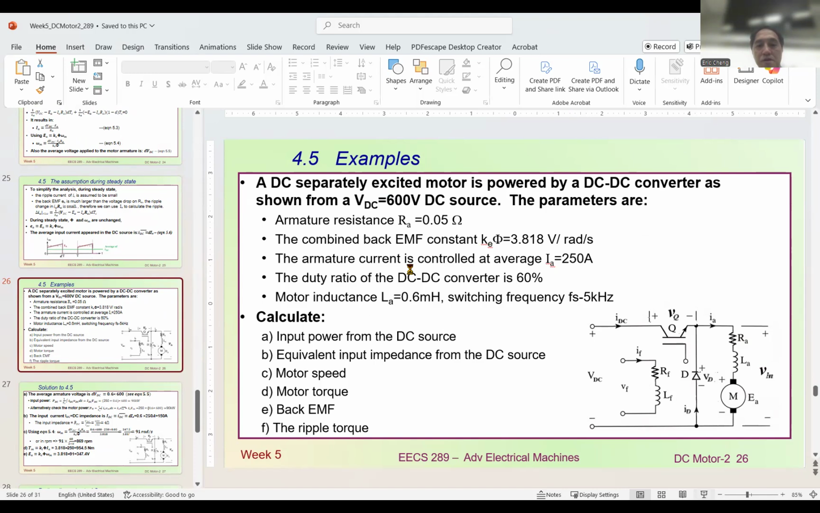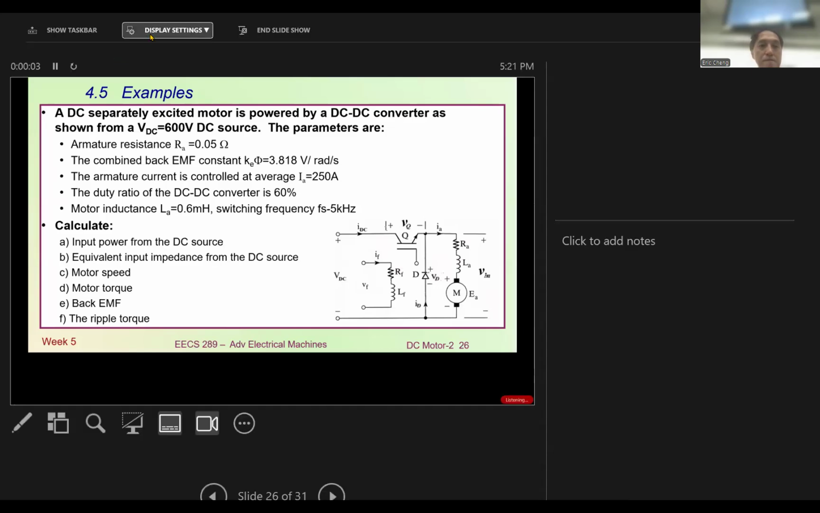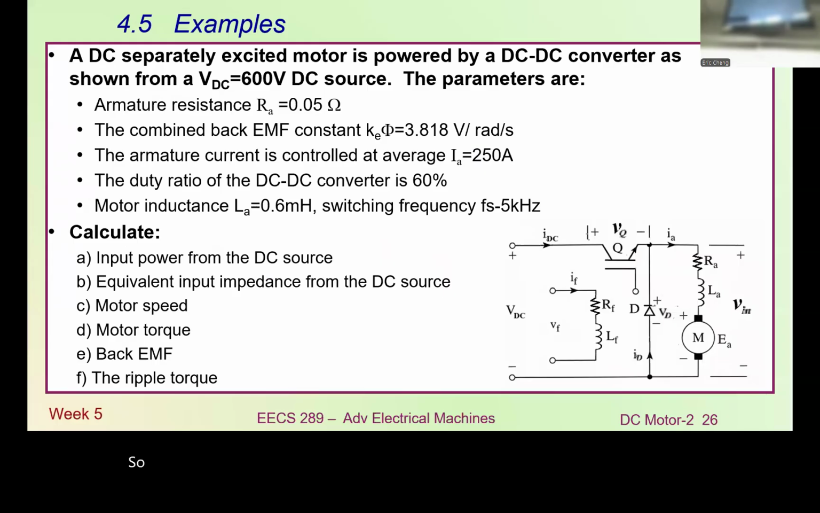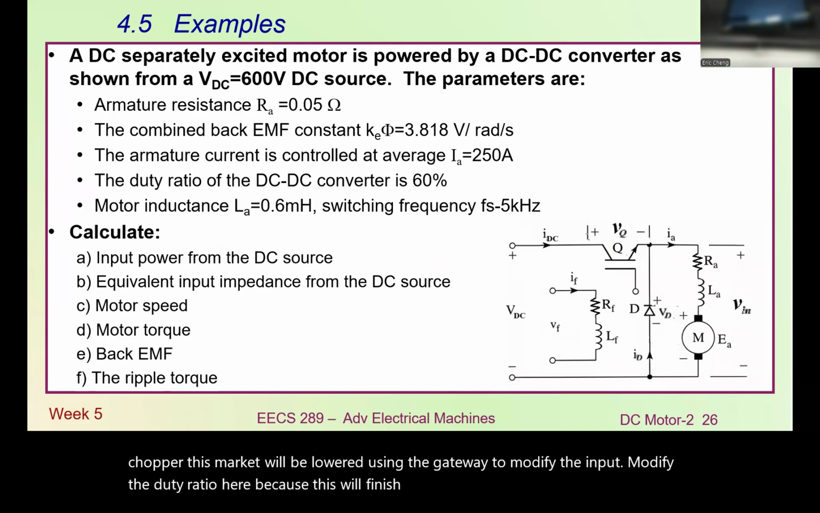So last week we were just doing that tutorial, just finished it. So you see, for this tutorial, we also have high voltage in here, but after the DC chopper, this voltage will be lower using the duty ratio. Multiply the input by the duty ratio here, we get this voltage.